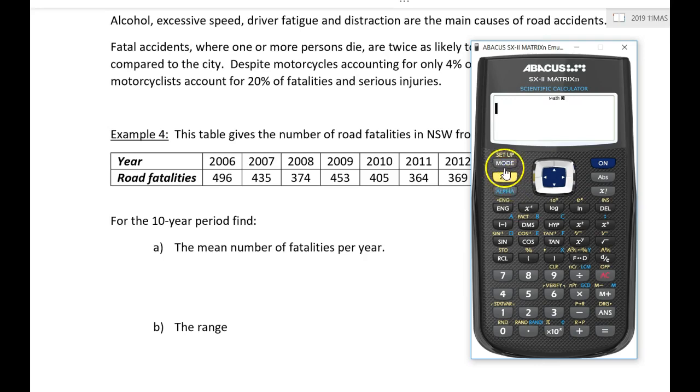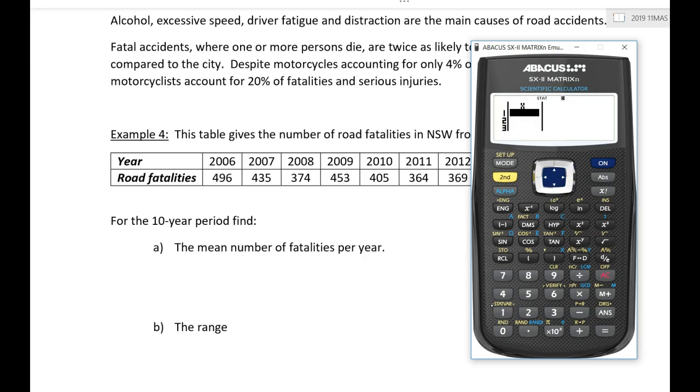So to put it in stat mode, you press mode, and 2 for stats. What a surprise. We need that first option there, 1-VAR. Occasionally we will use one of the other options there, we'll talk about that when we get there. For the time being, I'm only finding the mean of one type of data, that is the fatalities. So I just need that 1-VAR.